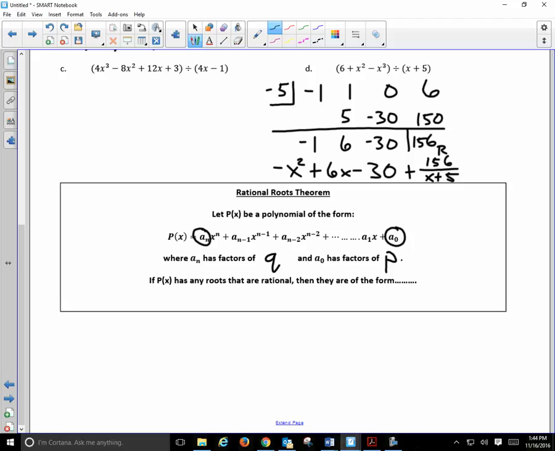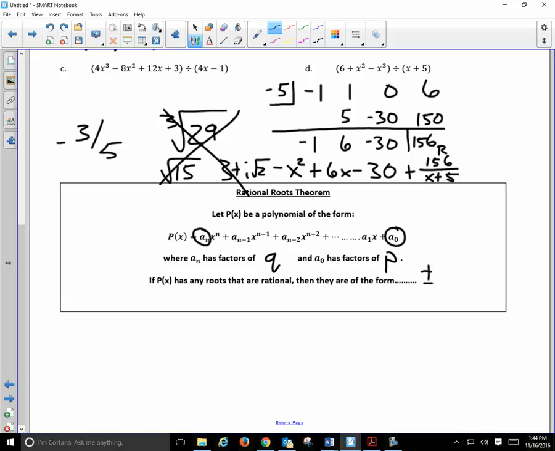If the polynomial has any rational roots, and when we say rational, we mean like -3/5. We don't mean the cubed root of 29. We don't mean the square root of 15, and we don't mean 3 plus i root 2. Those are not rational, but -3/5 is. If it has solutions that are rational, they are of the form plus or minus p over q.